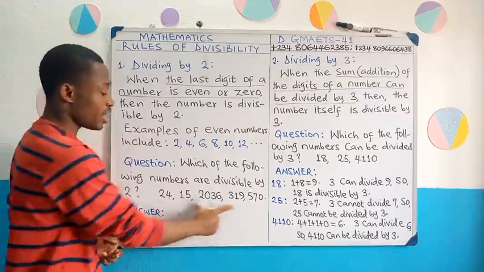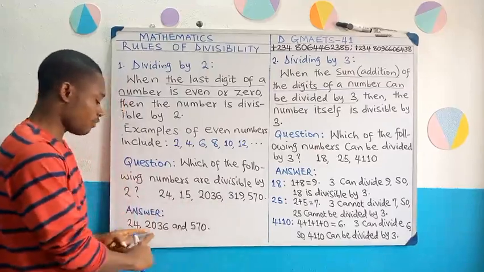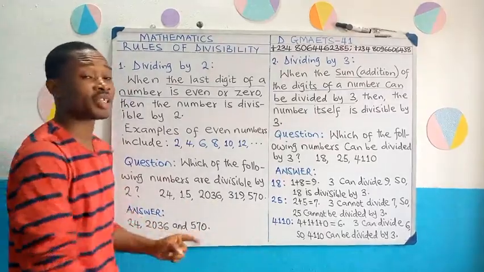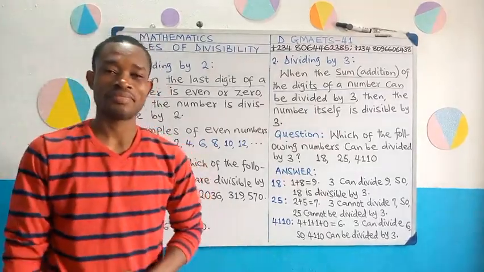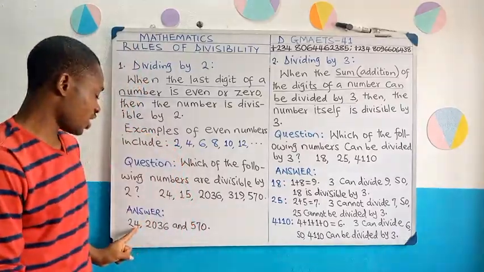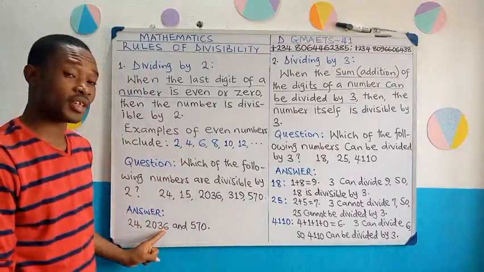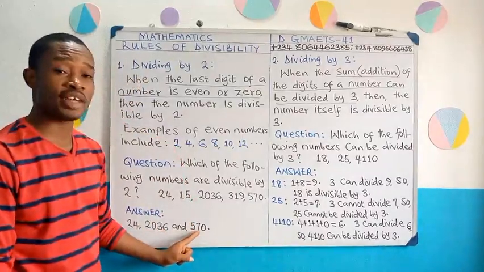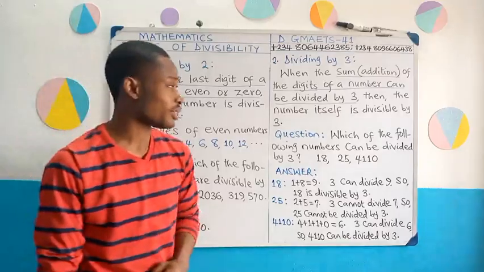So the numbers from here that can be divided by 2 are 24, 2036, 570. You know the reason why. 24 ends with even number, 2036 ends with an even number, which is 6, 570 ends with 0. So 2 can divide them.